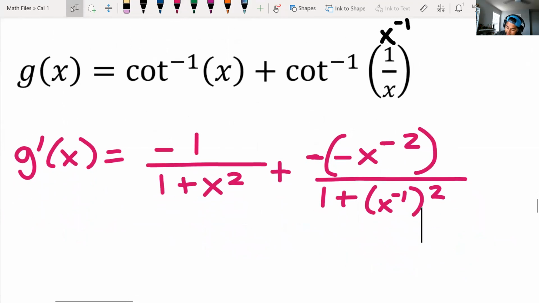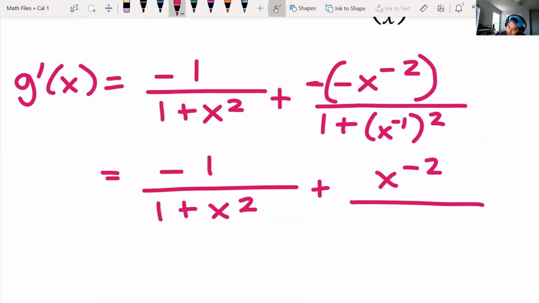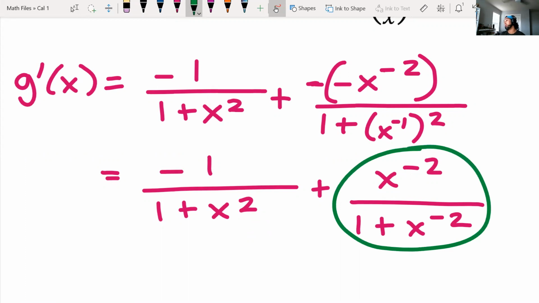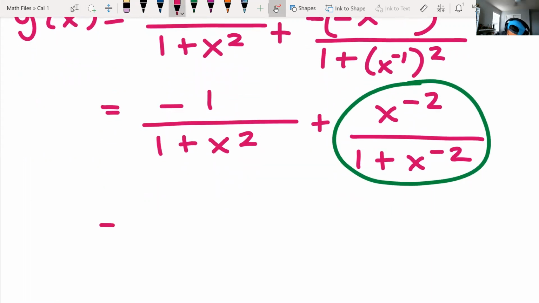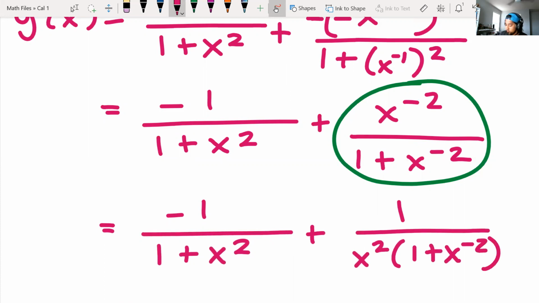So now cleanup time. And the first fraction is fine. Negative 1 over 1 plus x squared plus you get positive x to negative 2 over 1 plus x to the negative 2. So we need to fix this fraction, simplify it. So what could I do with that x to the negative 2? The one in the numerator, bring it to the denominator. There you go. So you get 1 over x squared times 1 plus x to the negative 2.